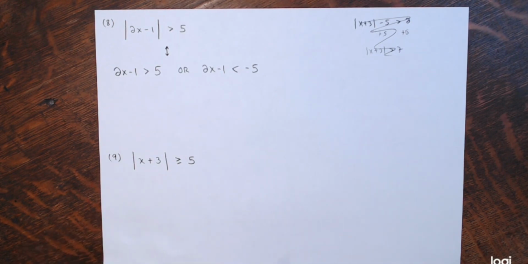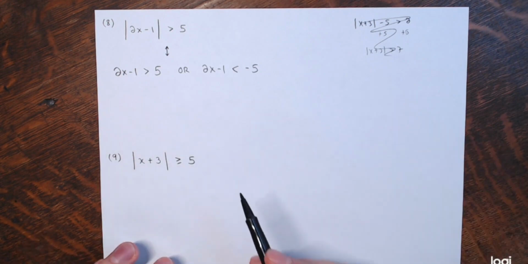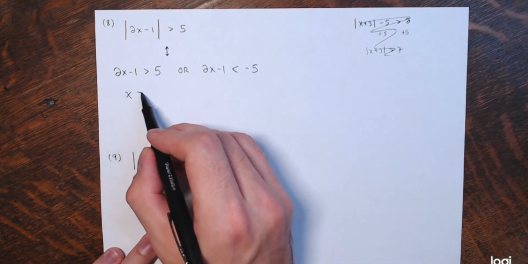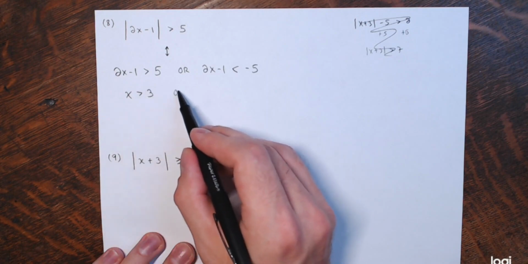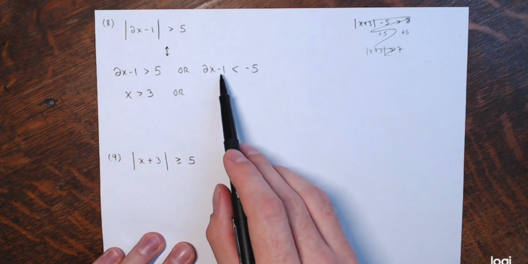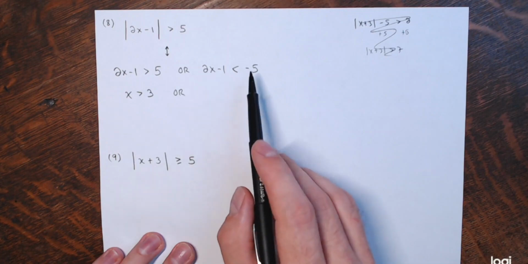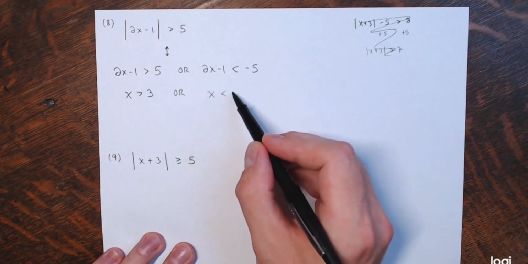Okay, now these are not solved, right, so I solve them. First one, I would add 1, divide by 2. We have x is greater than 3. Or, in this one, same thing. I would add 1, get negative 4 over here, divide by 2, get negative 2. X is less than negative 2.